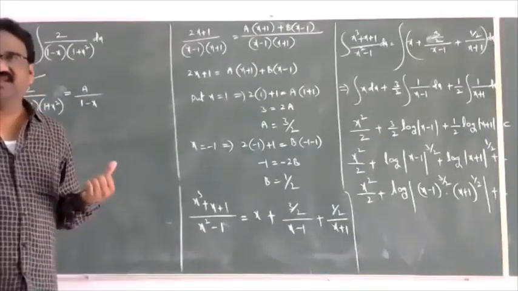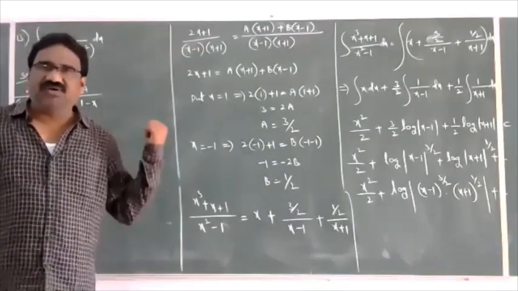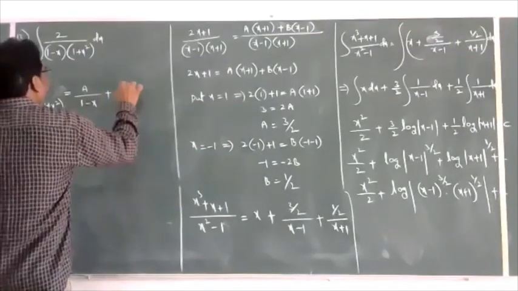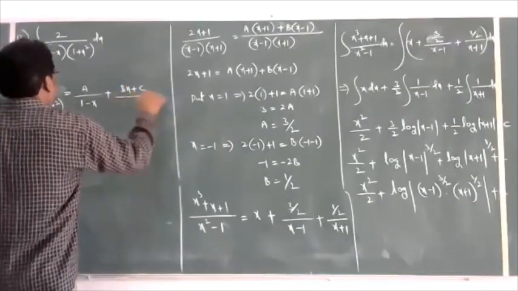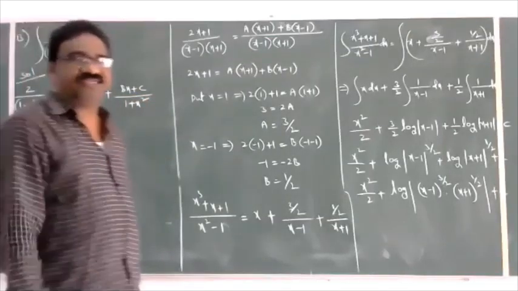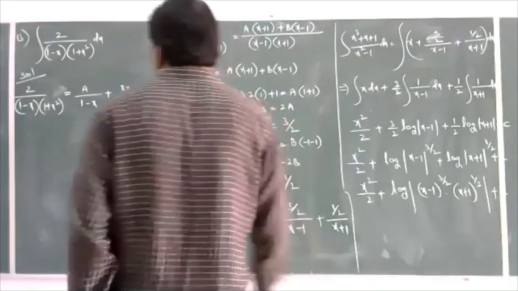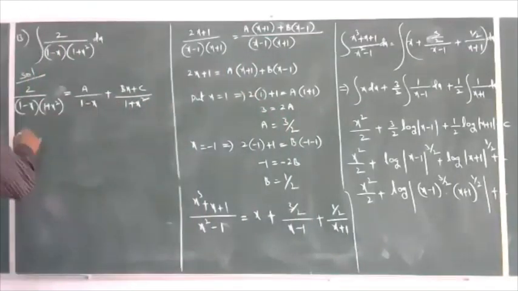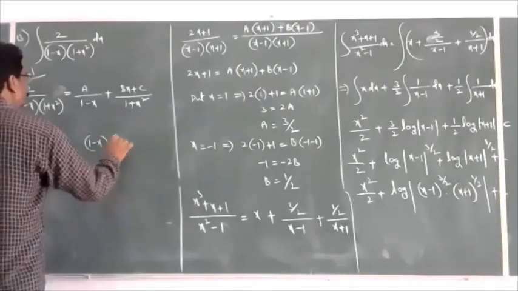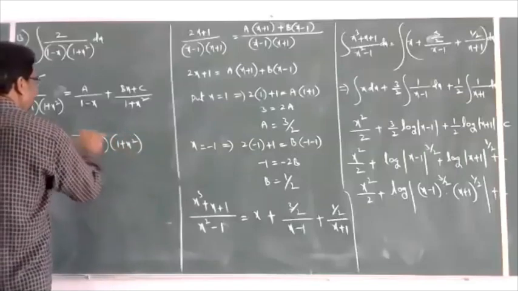Why? x square is equal to minus 1, x is equal to root of minus 1 here. That's why it is an irreducible factor. In this case, you write (Bx plus C) by (1 plus x square). That is, 2 by (1 minus x) into (1 plus x square) is equal to A by (1 minus x) plus (Bx plus C) by (1 plus x square), with (1 minus x) into (1 plus x square) as the LCM on the RH side.